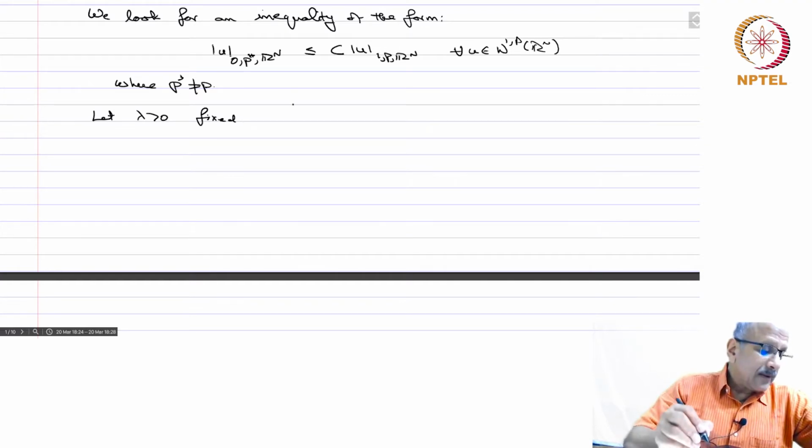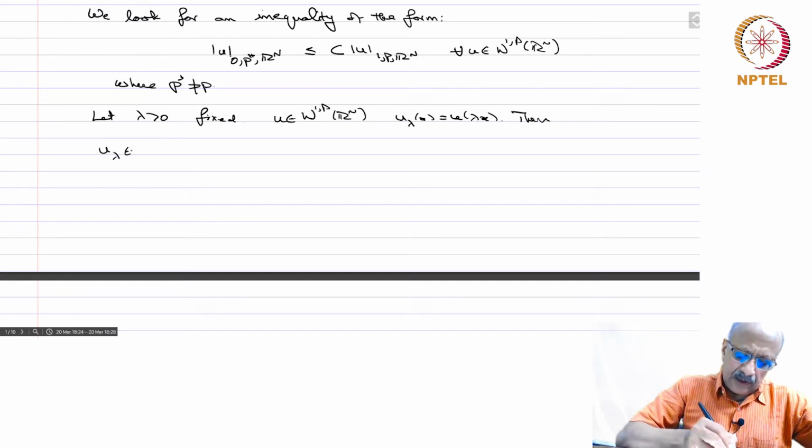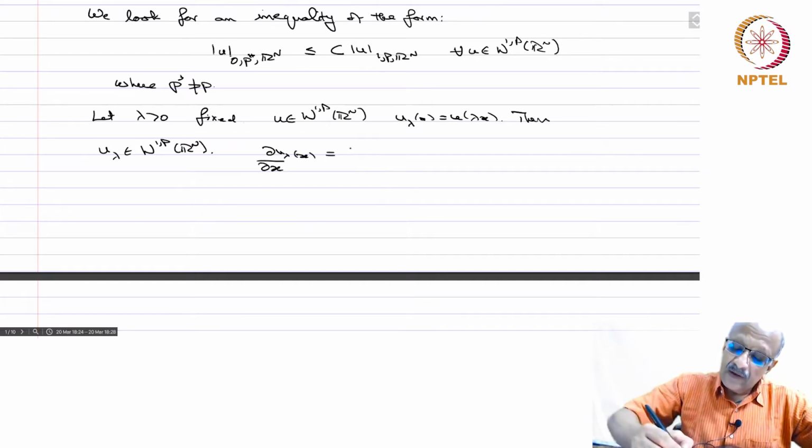So you look at the scaling. If u is in W^{1,p}(R^n), you define u_lambda of x as u of lambda x. Then u_lambda is also in W^{1,p}(R^n). In fact, you can compute all its norms. So what is du_lambda by dx_i at any x? By the chain rule, this is equal to lambda times du by dx_i of lambda x.